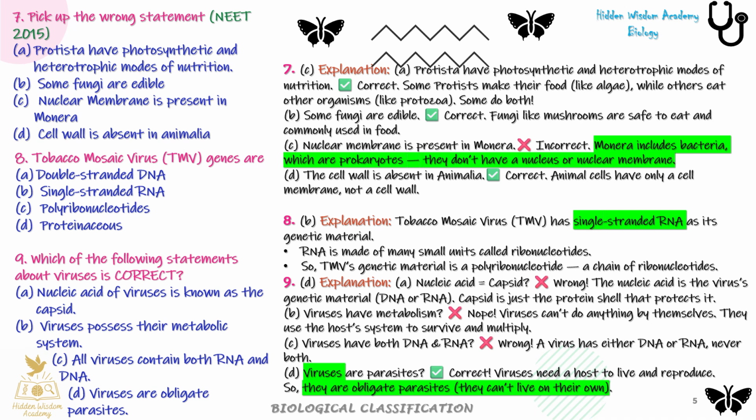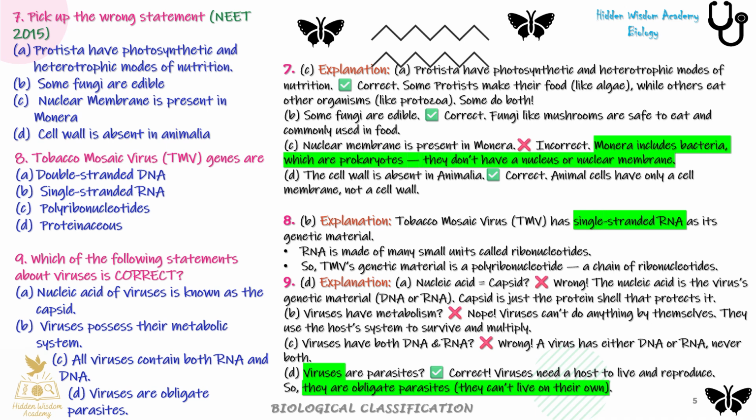Question 8. Tobacco mosaic virus, TMV, genes are. Option A. Double-stranded RNA. Option B. Single-stranded DNA. Option C. Polyribonucleotides. Option D. Proteinaceous. Explanation. Tobacco mosaic virus, TMV, has single-stranded RNA as its genetic material.